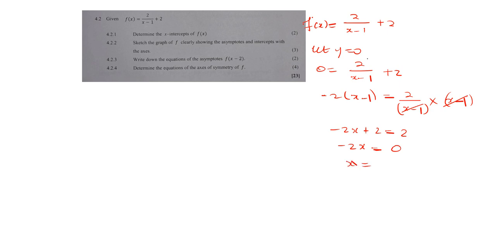Then we'll end up with negative 2 into x minus 1 equal to 2 divided by x minus 1, multiplied by x minus 1. We know that these ones will divide each other, right? We remain with negative 2x plus 2 equal to 2. Then we remain with negative 2x equal to 0. Therefore, x is equal to 0. We don't have to say much about it. So this is the intercept.